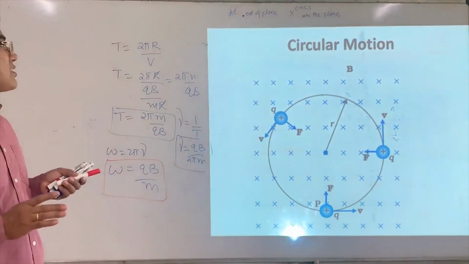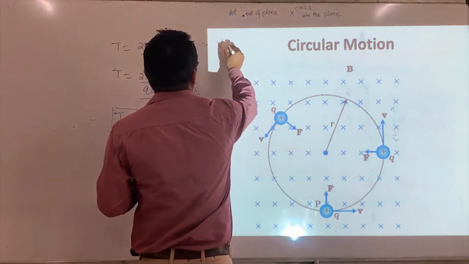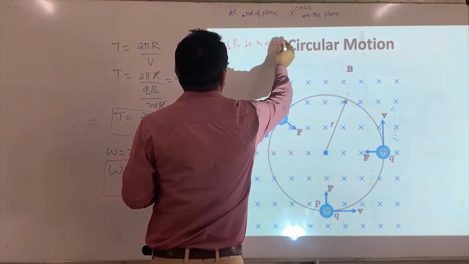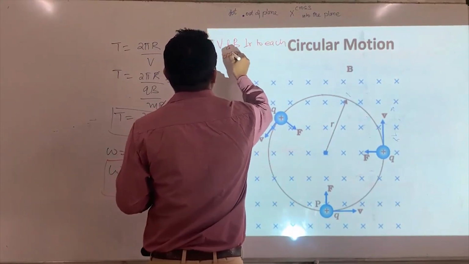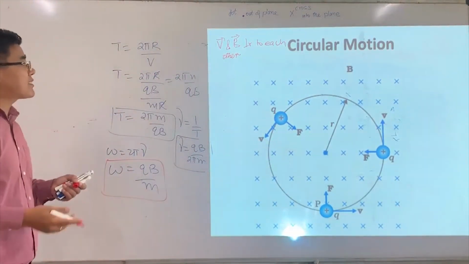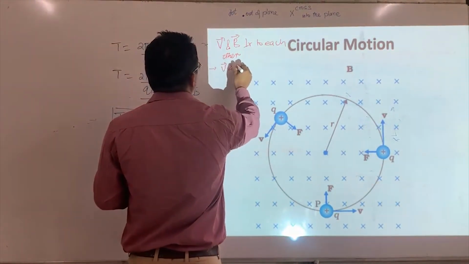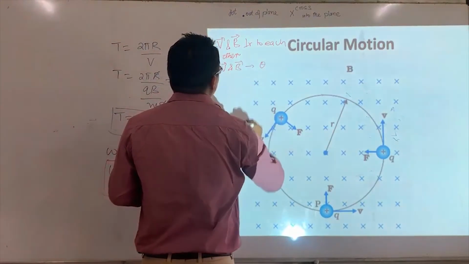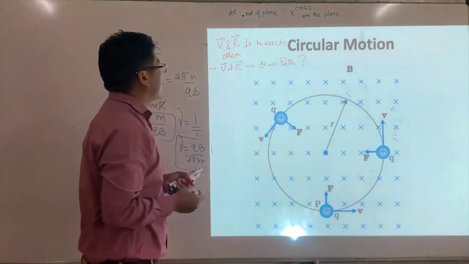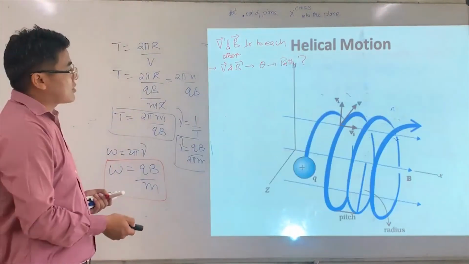Now, this is the case where V and B are perpendicular to each other. Now, let's say V and B are not perpendicular, but have some angle, let's say theta. Then what about the path? If V and B have some angle theta, then what about the path?